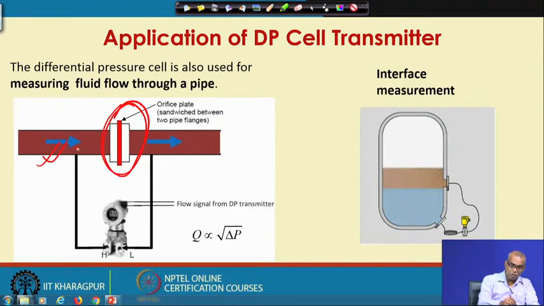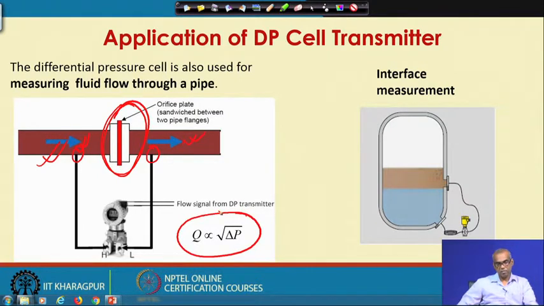So, the pressure here will be higher than the pressure here, because there will be a pressure drop in the direction of flow. So, I can take a DP cell, attach the high pressure side here and the low pressure side here, and then measure the pressure drop across the orifice plate and relate the flow rate with the pressure drop. Because I know the relationship, the flow rate is proportional to the square root of the pressure drop.